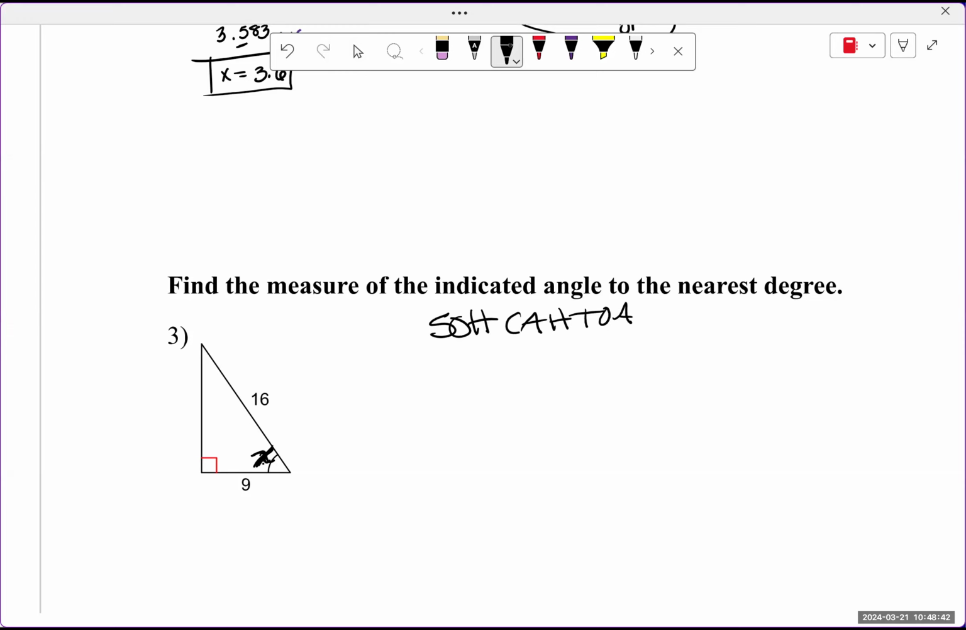So we have 16. What is 16? Opposite, adjacent, or hypotenuse? You're ahead of me. 16 is the hypotenuse. 9 is the adjacent. The X can reach out and touch it. Correct. So adjacent and hypotenuse, again, it's not always, but for the second time in a row, cosine. Cosine of the angle is equal to adjacent over hypotenuse.